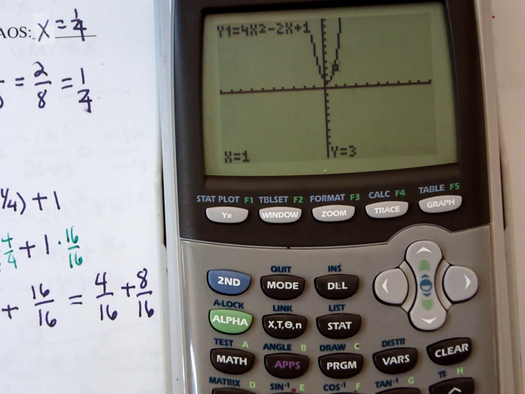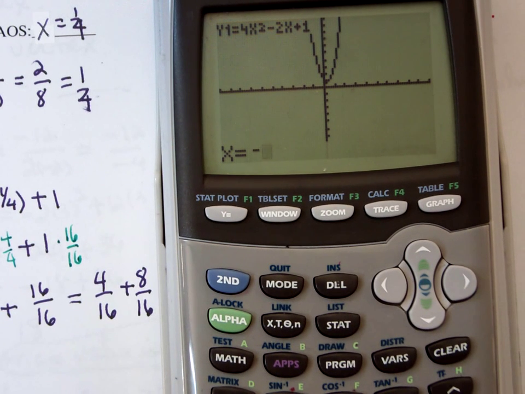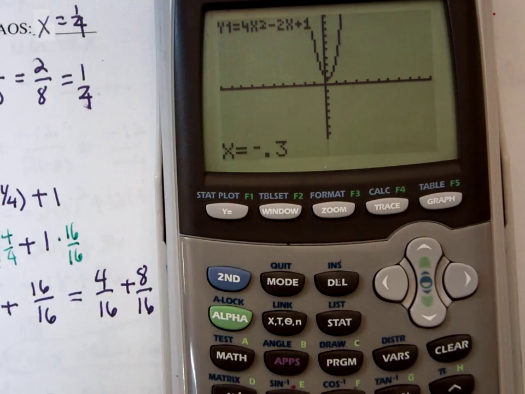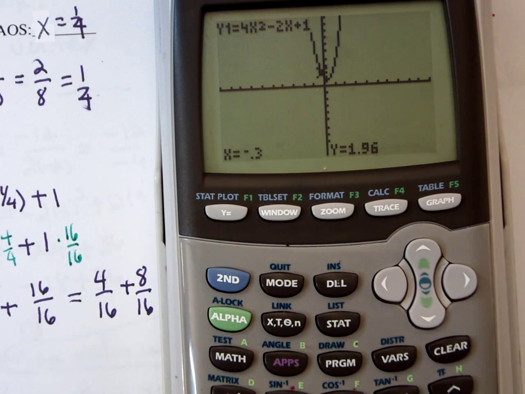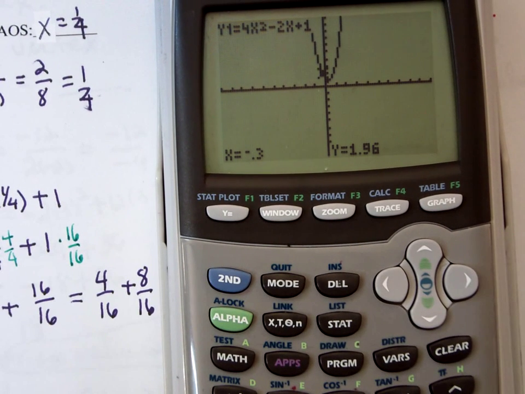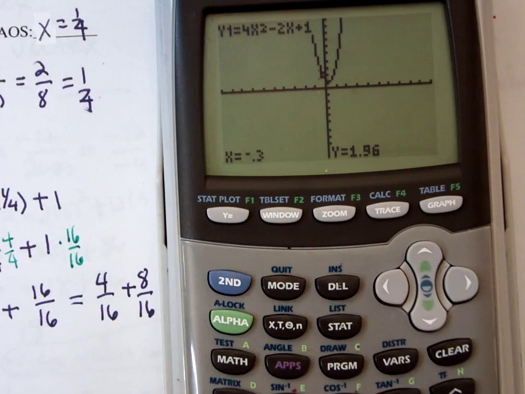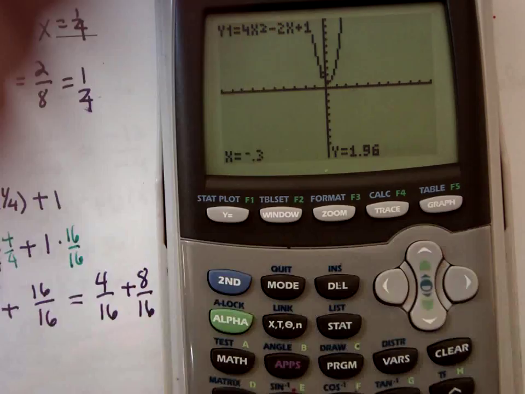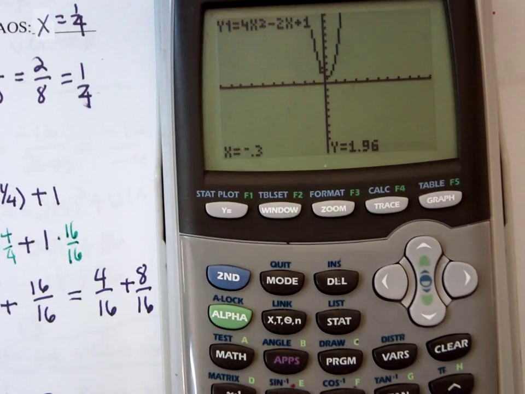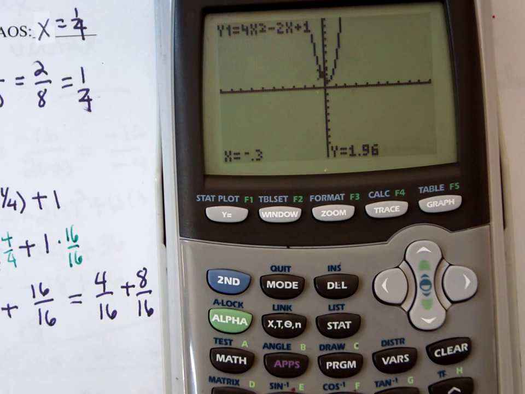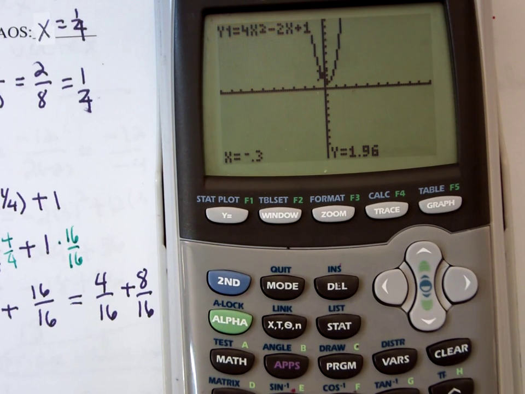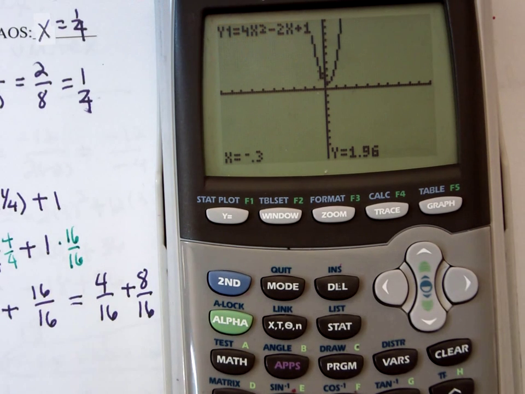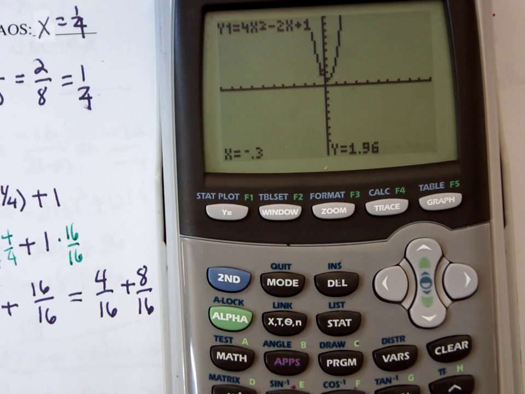I can press negative 0.3. I don't care, right? Press enter. That gives me the y value with that x value. So what it's doing is it's putting in x and it's getting out y. That saves you an immense amount of time in terms of calculation. Just make sure that the x values are there.